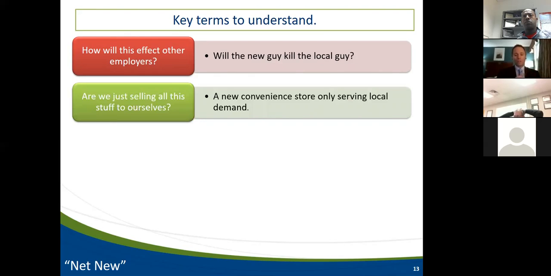What if we're just selling all this stuff to ourselves? So you have a new guy that comes in, sets up a convenience store, sets up a local retail, but you're basically only selling within your community, and people could purchase it someplace else in your community. Is that really net new? Not dollars coming in from the outside. It's just dollars that are already in your community. You're not creating new dollars there, okay?